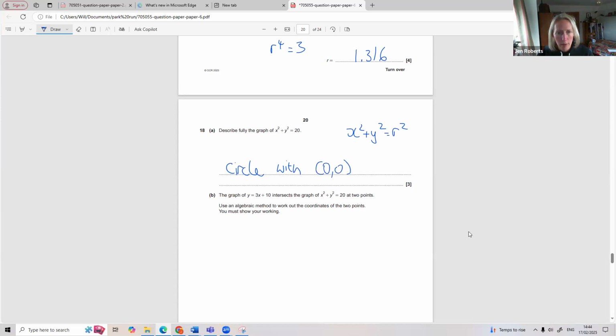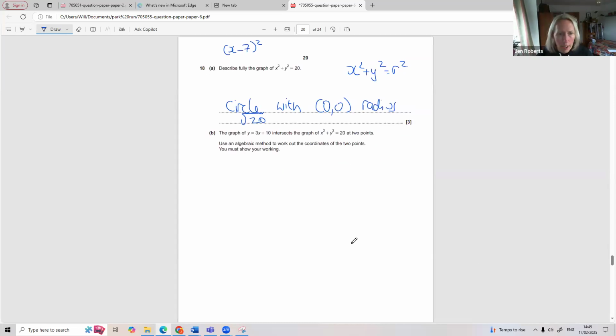If it wasn't 0, 0, it would have some kind of equation with a number following your x and your y. And radius square root 20, which you might have as 4.47. So the graph of y equals 3x plus 10 intersects this circle at 2 points. Use an algebraic method to work out the coordinates of the 2 points. I'm going to substitute this into here, so I've got an equation just in terms of x.